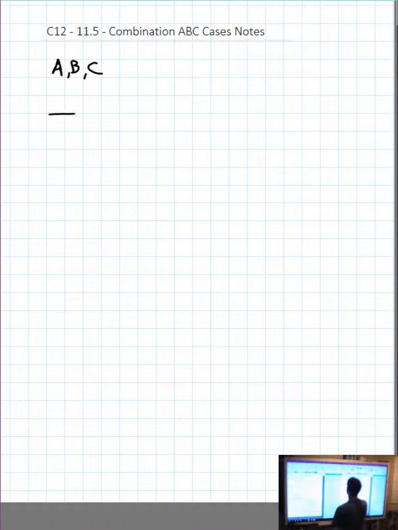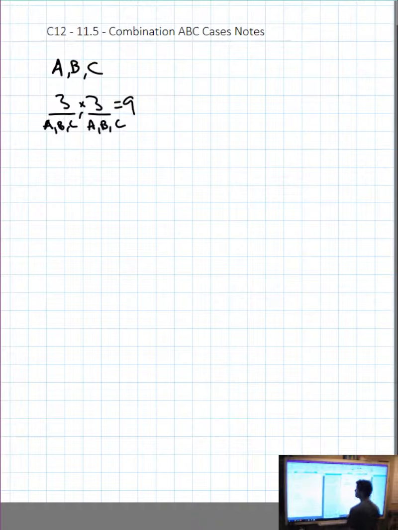Well, that's blank times blank, or blank times blank, or whichever you like. And we can do A, B, or C. And again, no restrictions, so repeats are allowed. So A, B, C, and that's 3 times 3 to equal 9. Now, how can we think about this a little bit differently? Well, let's list them all out.